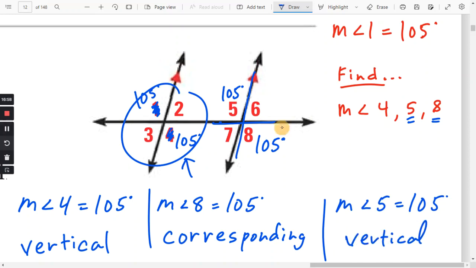The other way to do it is to say that is corresponding to this one right here. This one is on the top left, and this one is on the top left. So also we could have said corresponding. But anyhow, 4, 5, and 8 are all 105 degrees.